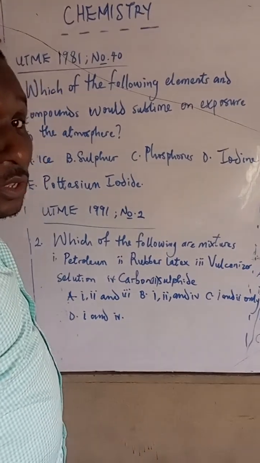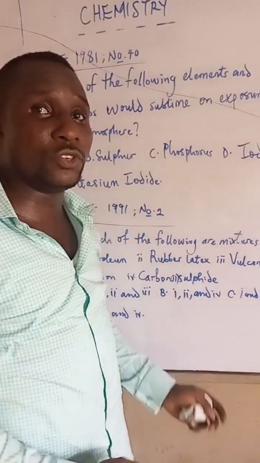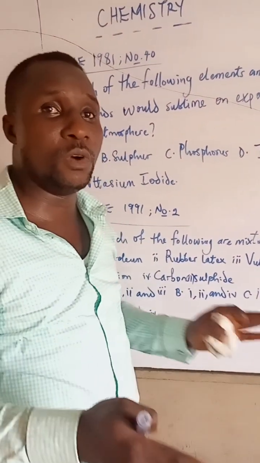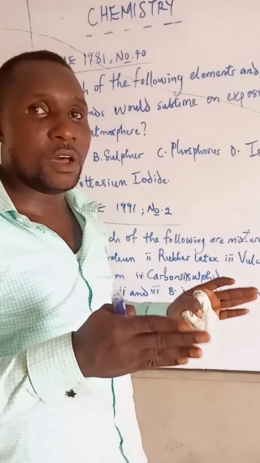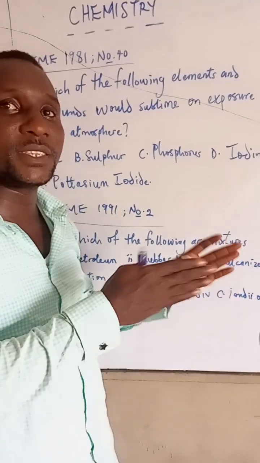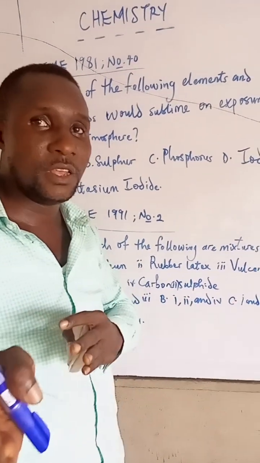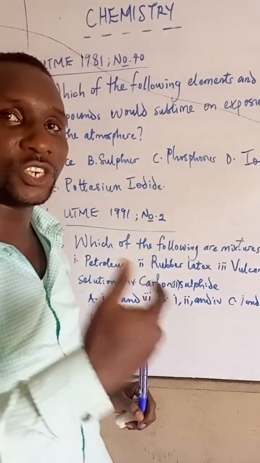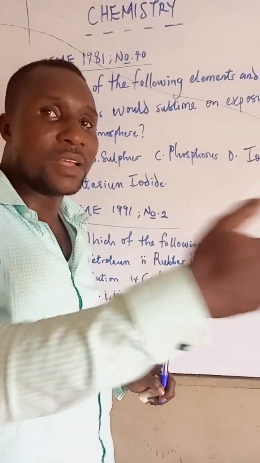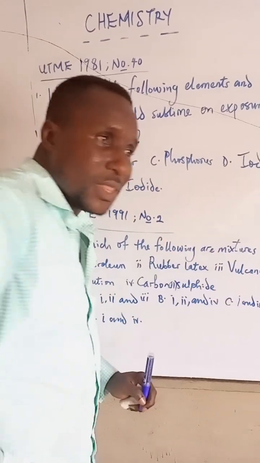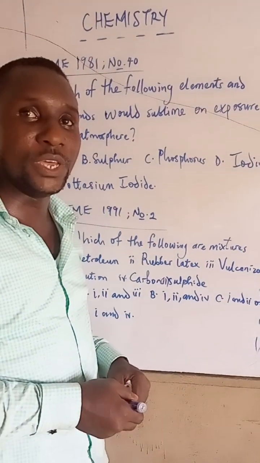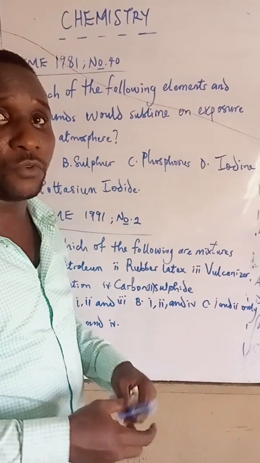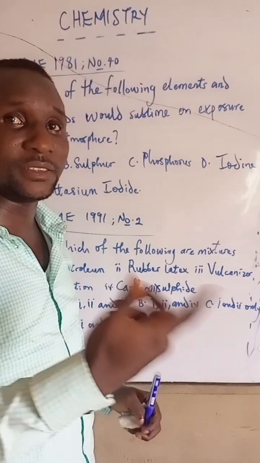And I told you the meaning of sublimation. Sublimation is the changing of a substance from solid state to gaseous state without passing through the liquid state. And I gave you examples of substances that can sublime.